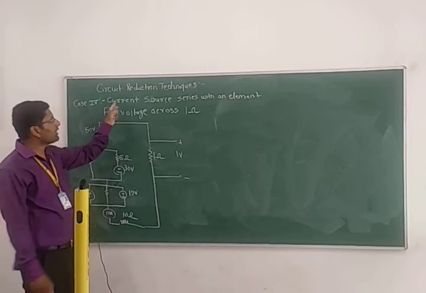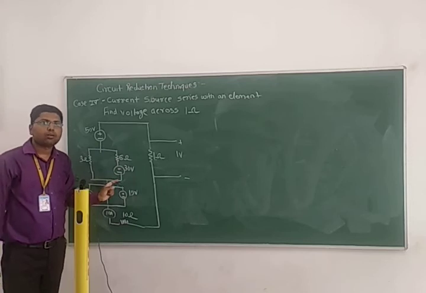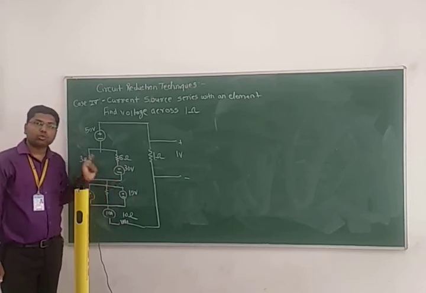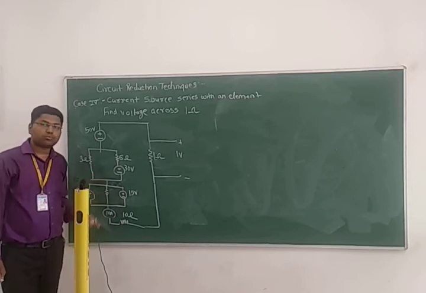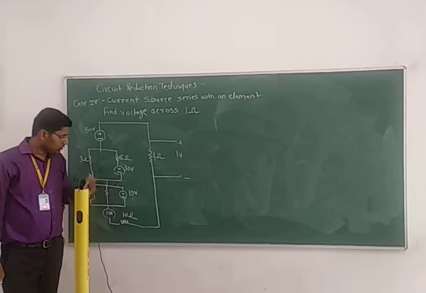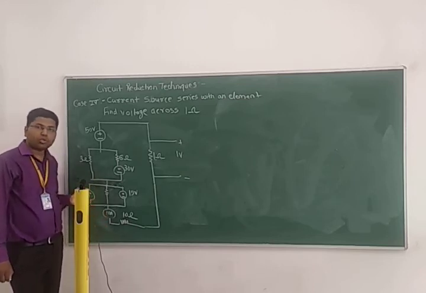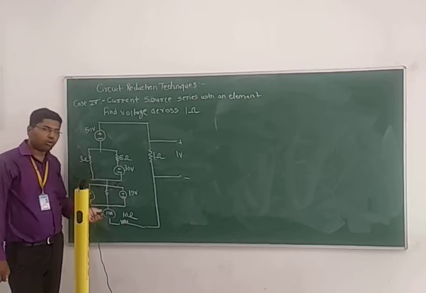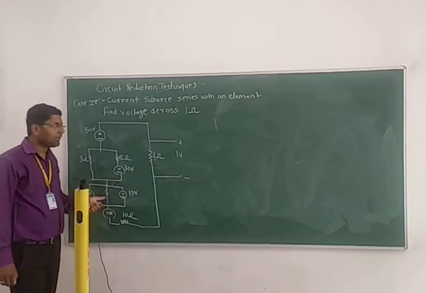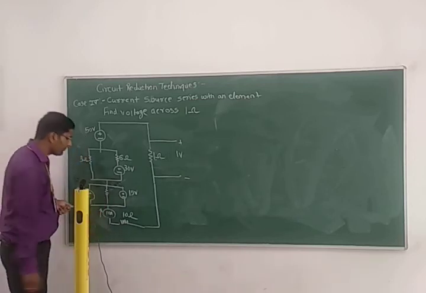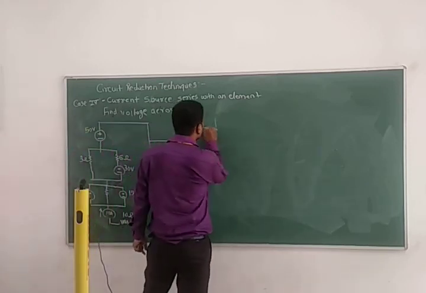Our case is a current source in series with an element. So which current source will you keep? Tell me in the chat box which current source you will keep and which you will eliminate. Which will it be? The 10 ampere current source you will keep, and the 2 ampere you will eliminate. Why? Because 2 ampere is comparatively smaller than 10 ampere. So you keep the 10 ampere current source, with the direction upward, and the other will be eliminated. So this circuit will be reduced to.